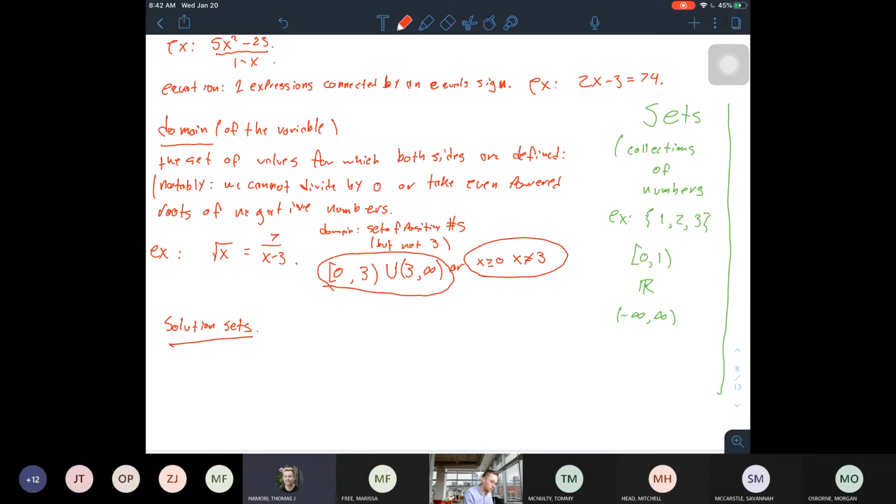All right. So remember, when we're talking about the domain, or the solution set for that matter, we're talking about a set. Okay, so a set is going to be a collection of numbers. So I wrote some examples down on the right-hand side here. For example, this first set is the set of numbers 1, 2, and 3. If our domain was this, then 1, 2, and 3 would be the only numbers which we could plug in, which would make those two sides work. Okay, or we might have something like 0, comma 1. In this case, the left-hand endpoint is included and the right-hand endpoint is excluded because we have a bracket on the left and a parentheses on the right.